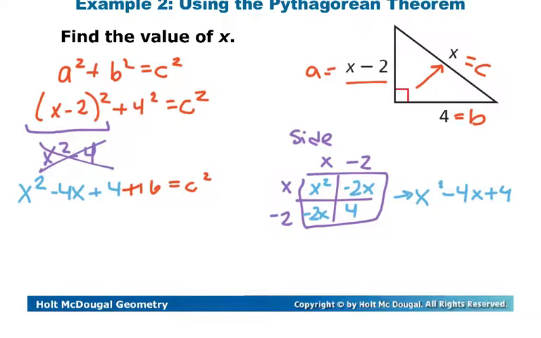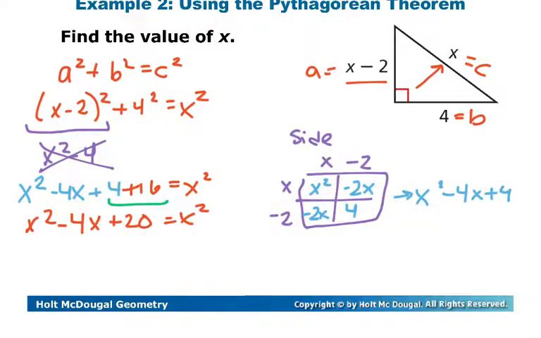Continuing on, we would combine anything that is a like term. So 4 and 16, oh, and that's not a c anymore, that should be the x. Alright, and so 4 plus 16 is going to be 20, so we have x squared minus 4x plus 20 equals x squared.